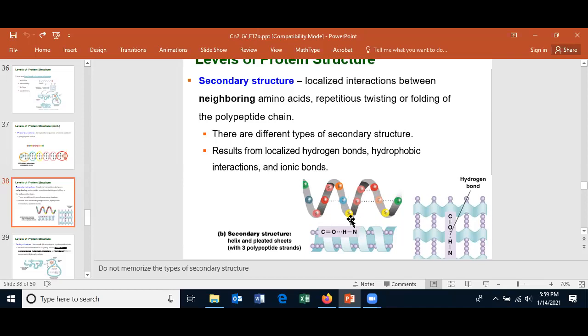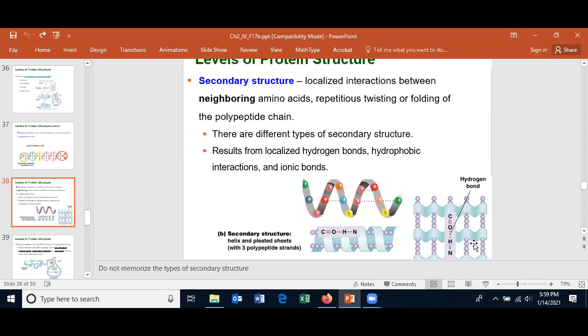Okay, so those are some of the different attractions and repulsions that can happen in the secondary structure. The important thing to note is secondary structure always is a localized interaction happening between nearby amino acids. So it'll be nearby neighbors or close to neighbors. Okay? And you can get, like I said, a helical coil.